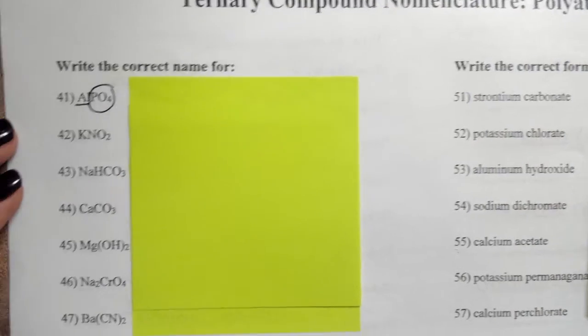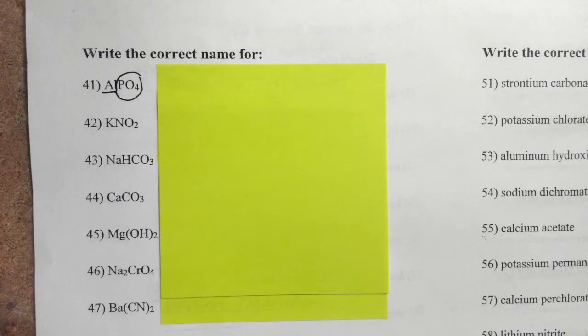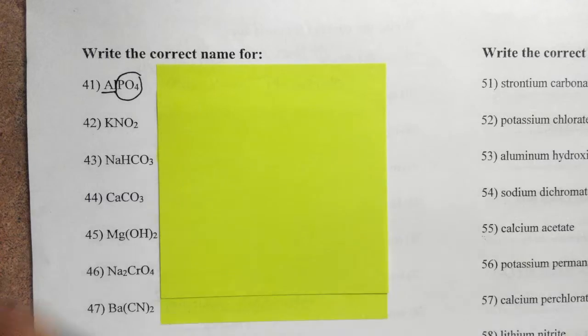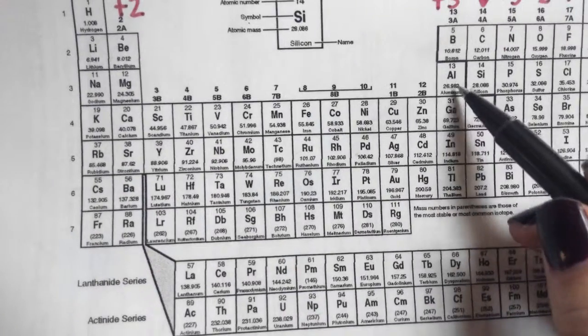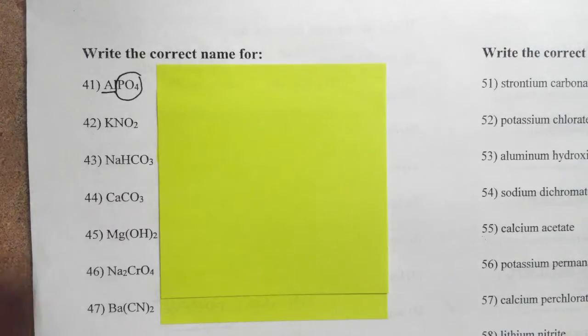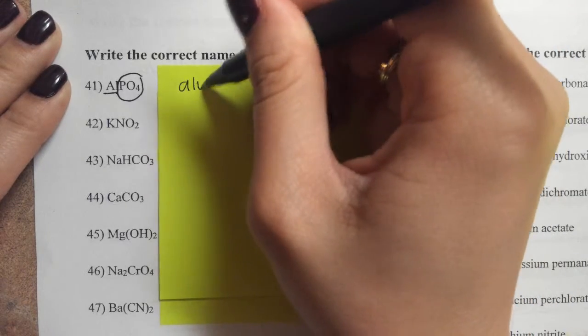If you look at 41, we have Al, and your paper should say AlPO4. I circled it, so that's my bad. Our first step is we're going to name the metal. Al, based on our periodic table, Al is right here. It is aluminum. So I'm going to go ahead and write down aluminum.